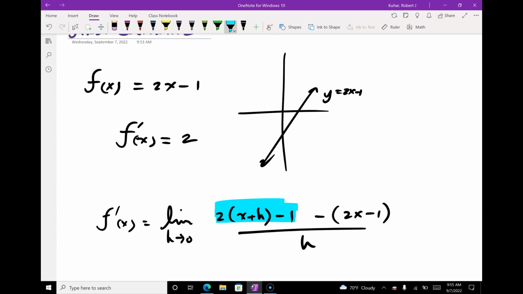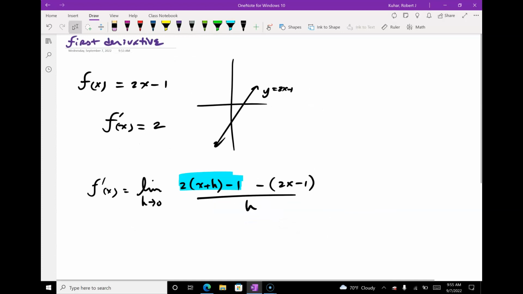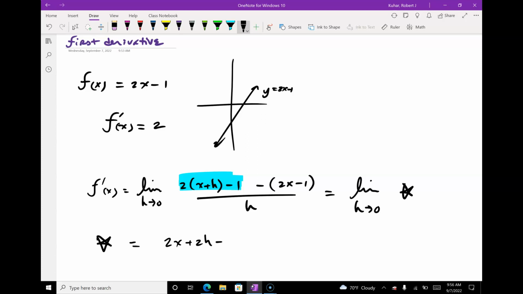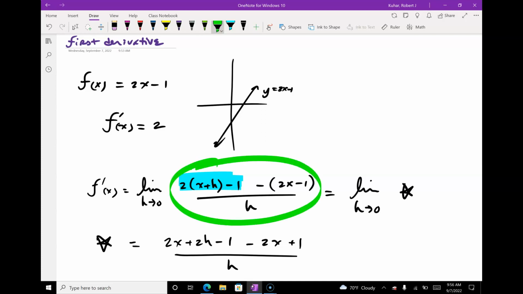So I have a couple of choices here. I could keep writing limit, or I could decide that this is the limit as h goes to 0 of star, and then I can work on star separately. You can see we're just doing our limits again, right? So I have 2x plus 2h minus 1 minus 2x plus 1 all over h. So I'm just manipulating this piece, right? You agree with me? I'm just doing algebra on that.